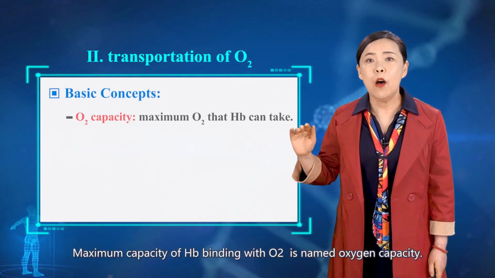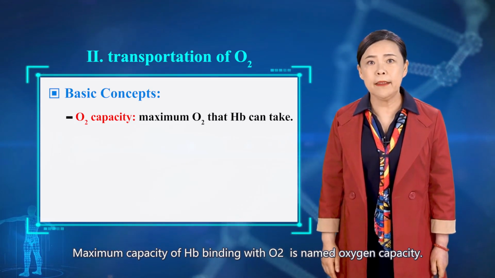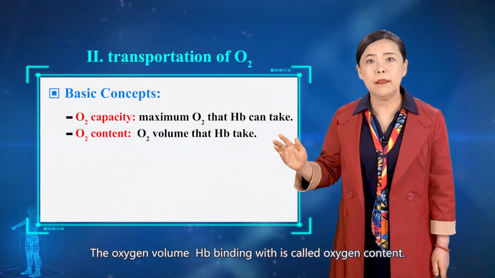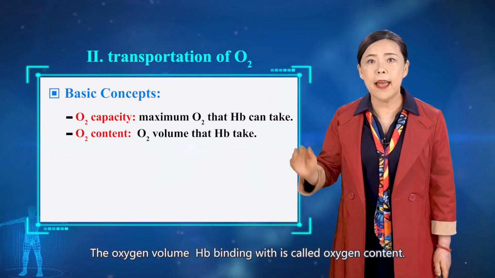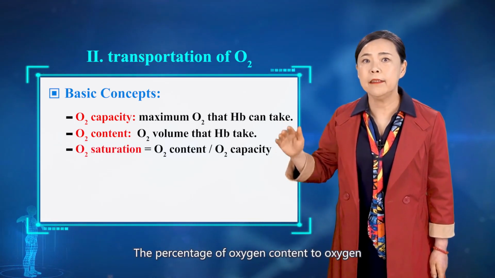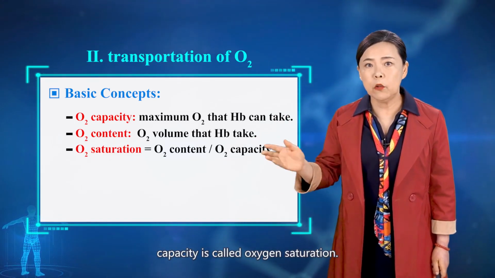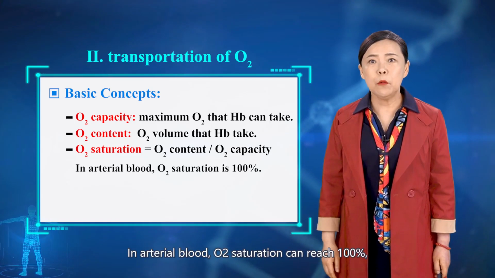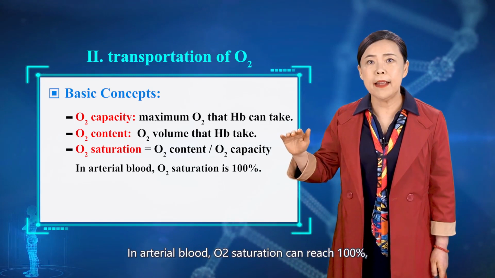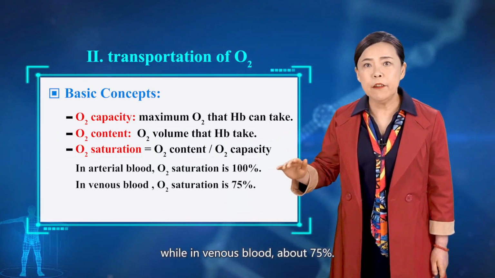The maximum oxygen hemoglobin can take is named oxygen capacity. The oxygen volume hemoglobin is bound with is called oxygen content. The percentage of oxygen content to oxygen capacity is called oxygen saturation. In arterial blood, oxygen saturation can reach 100%, while in venous blood, about 75%.